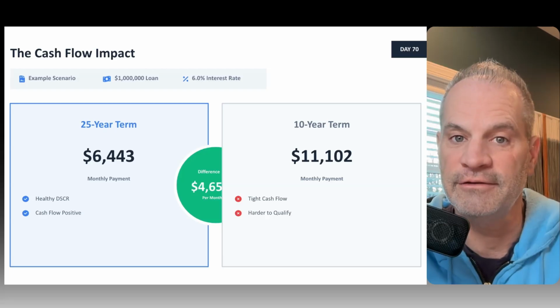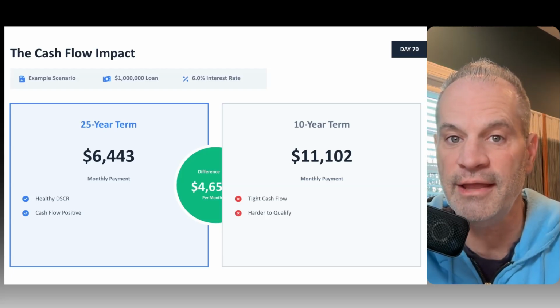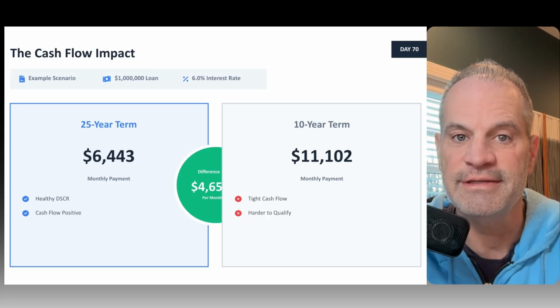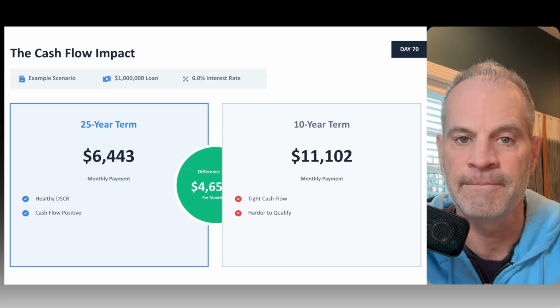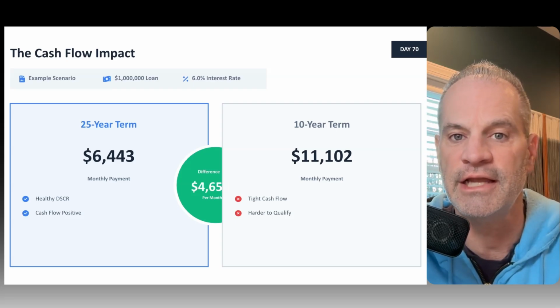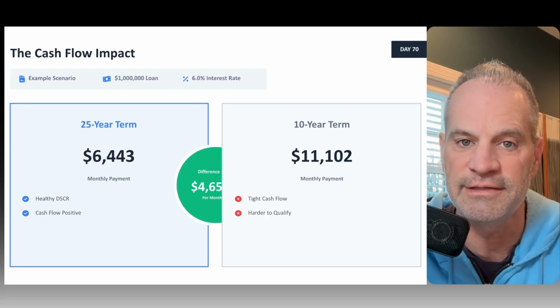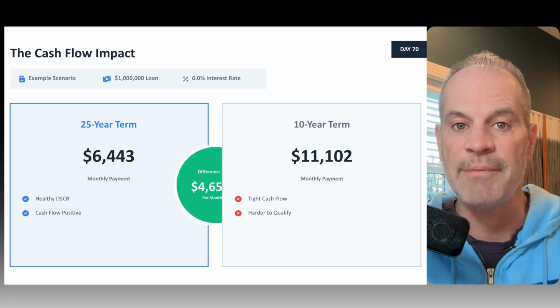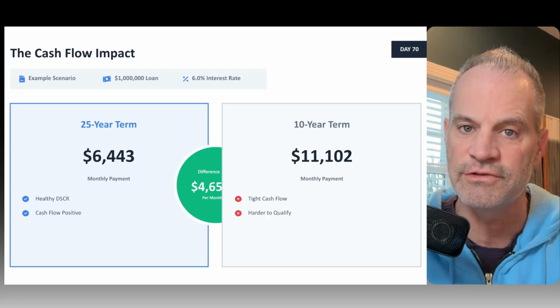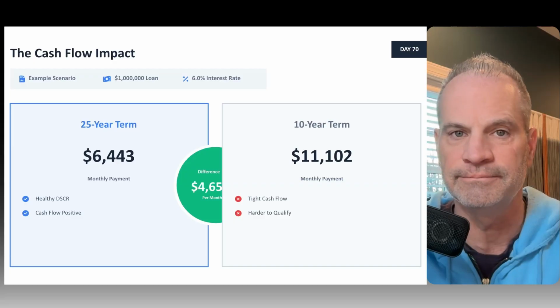Now you look at the 10-year term, the monthly payment jumps to $11,102. It's a difference of $46.59 every single month. This difference is almost $5,000 you cannot use for operations, reserves, or distributions. And this higher payment creates tighter cash flow and makes the property much harder to qualify with the lender, considering that DSCR. So this huge gap explains why most sophisticated investors choose the longer amortization period.